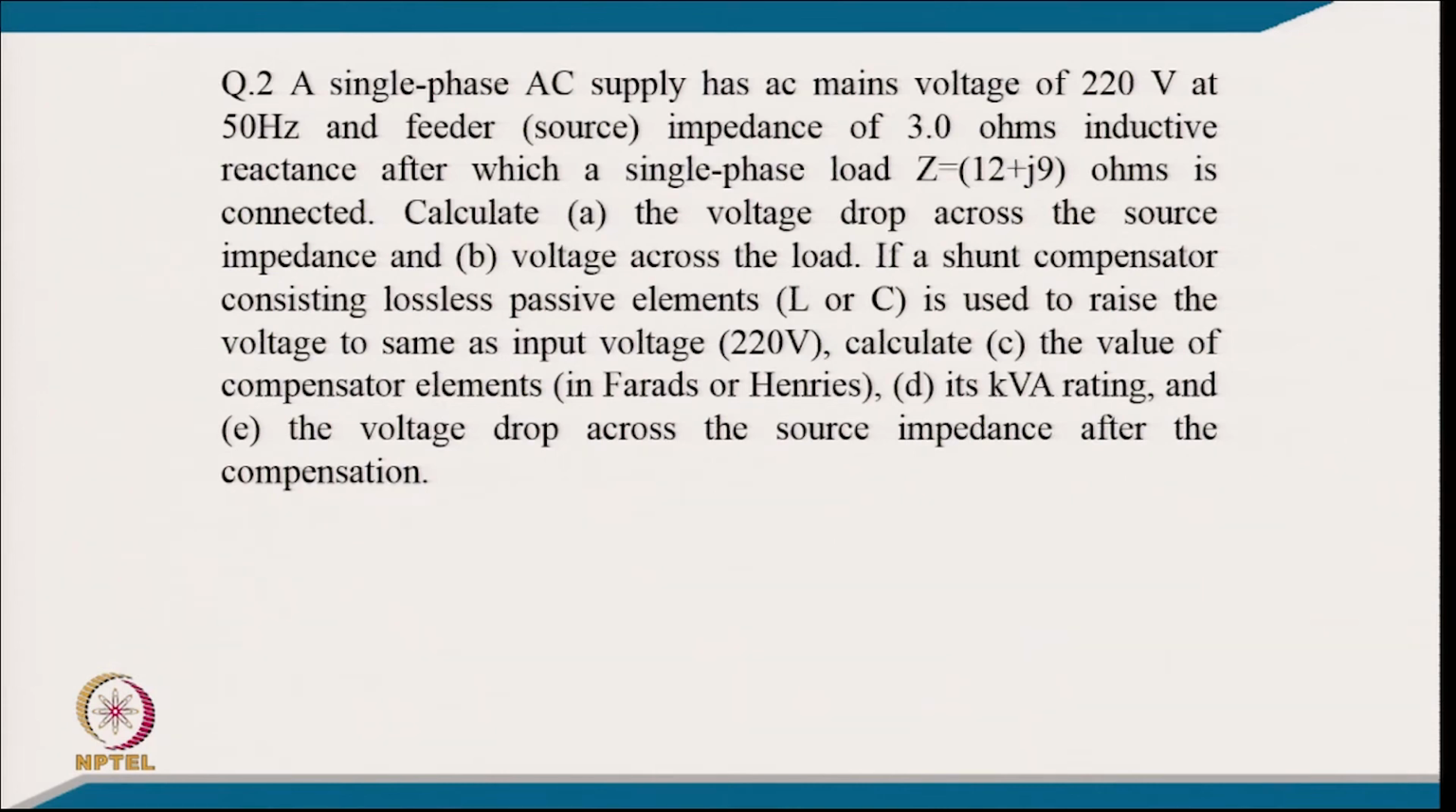So, for simplicity, at the moment we have considered that there is some impedance which includes the distribution system impedance, and it is only the inductive one of 3 ohm. So, calculate the voltage drop across the source impedance and the voltage across the load. If a shunt compensator consisting of passive lossless element, either inductor or capacitor, is used to raise the voltage at the load same as the input voltage, calculate the value of compensator element either in farad or Henry and its kVA rating, and the voltage drop across the source impedance after the compensation. So, this is typically a voltage regulation problem.